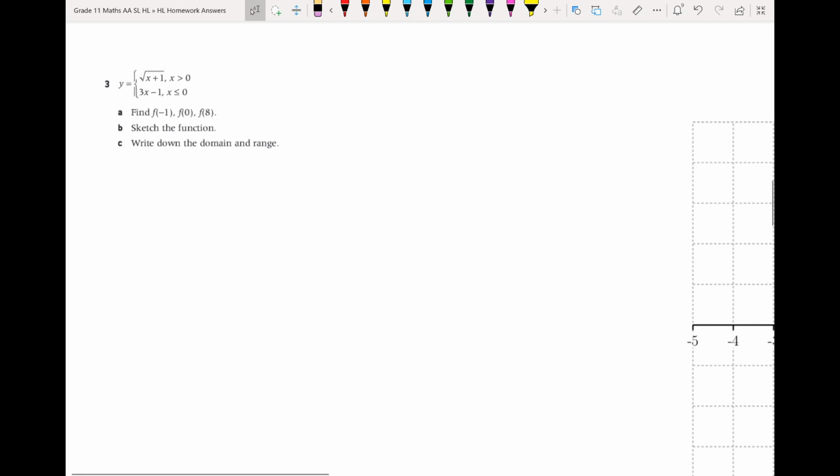Question 3. So just like before, f of negative 1 comes from the second piece.